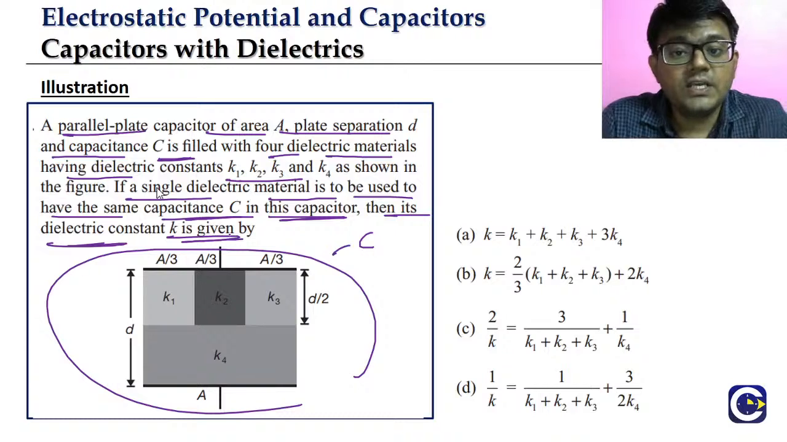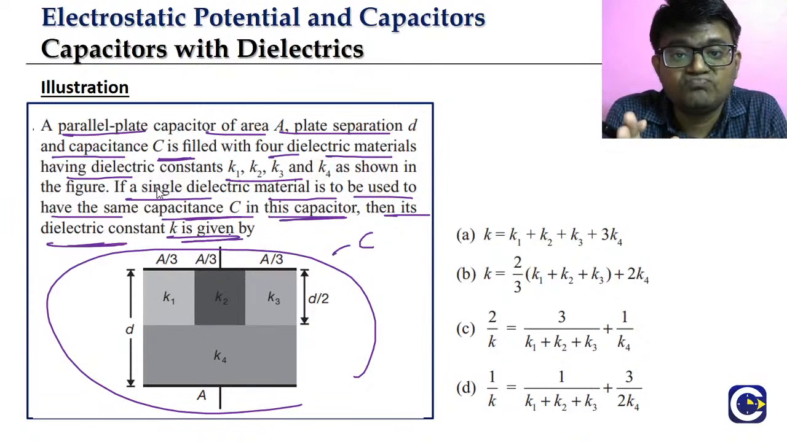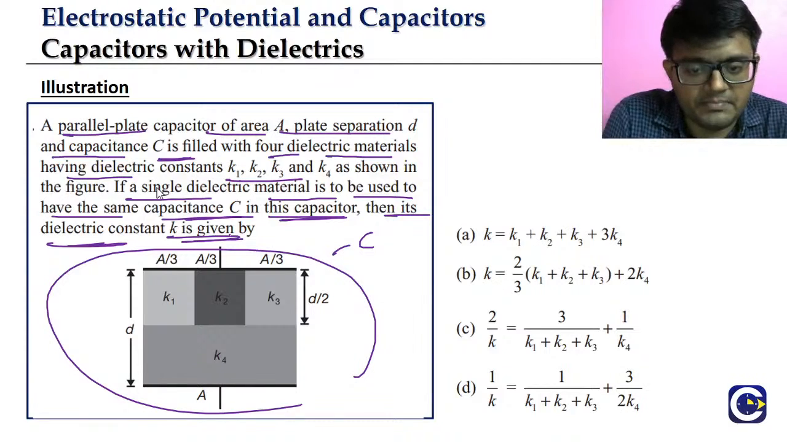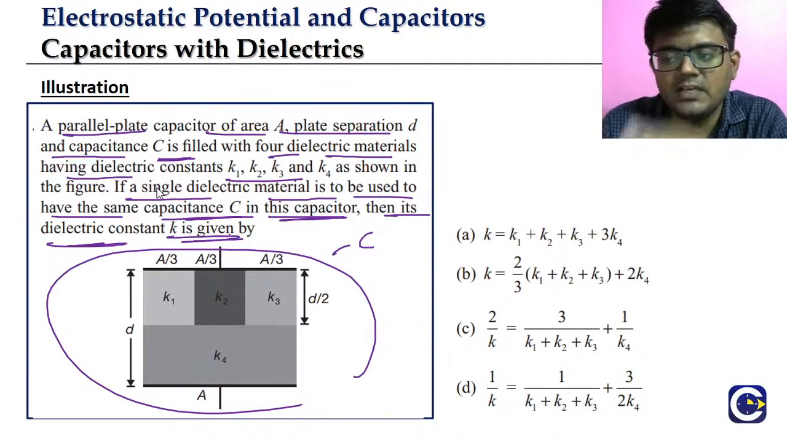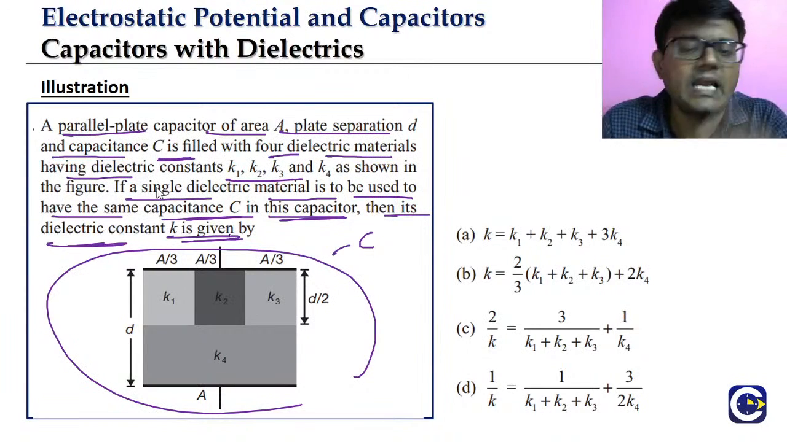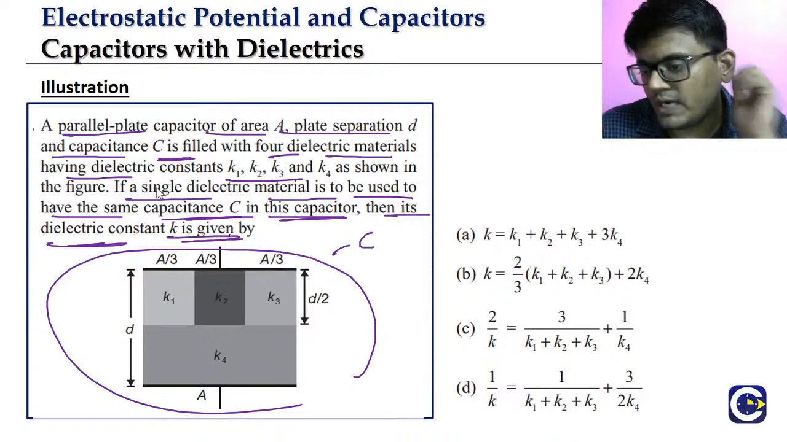They have 4 different mediums, right? We remove all of them and just replace them with a single medium. If we replace it that way, what is the dielectric constant K of the medium? That is what they are asking. Here the relations are given: K is equal to K1 plus K2 plus K3 plus 3K4, and so on, 4 relations. Looking at those relations, there will be no benefit. We have to just go on.